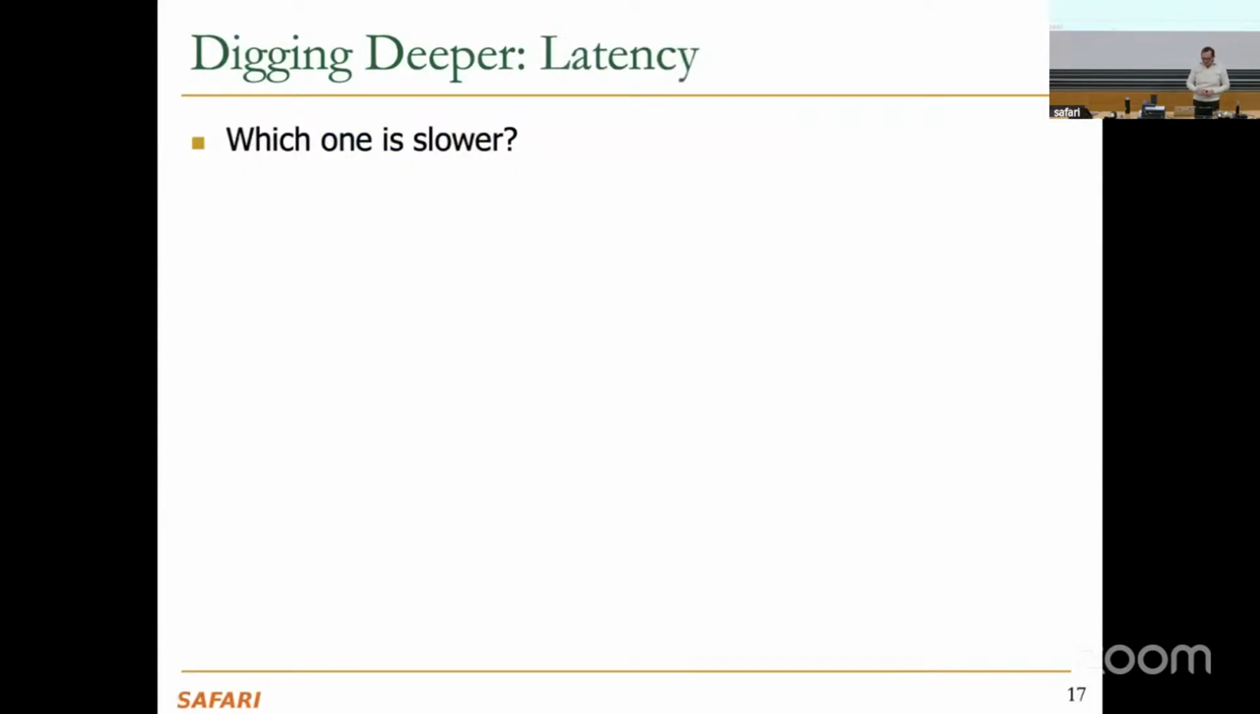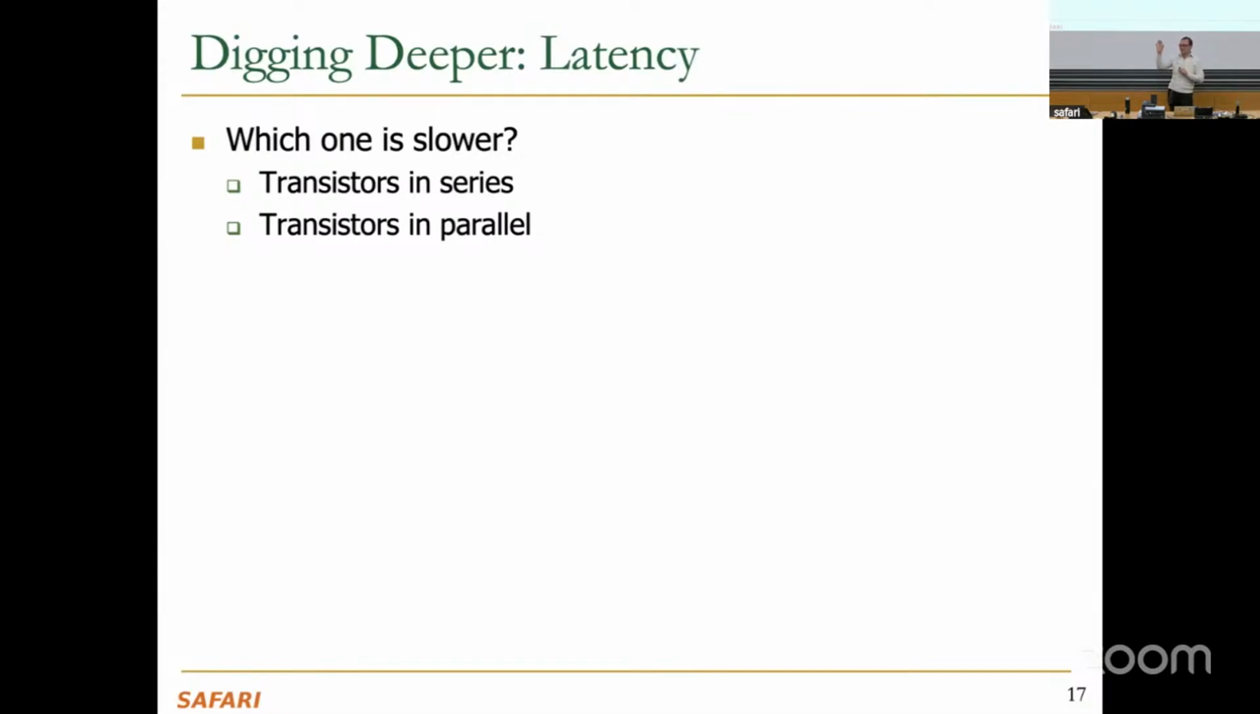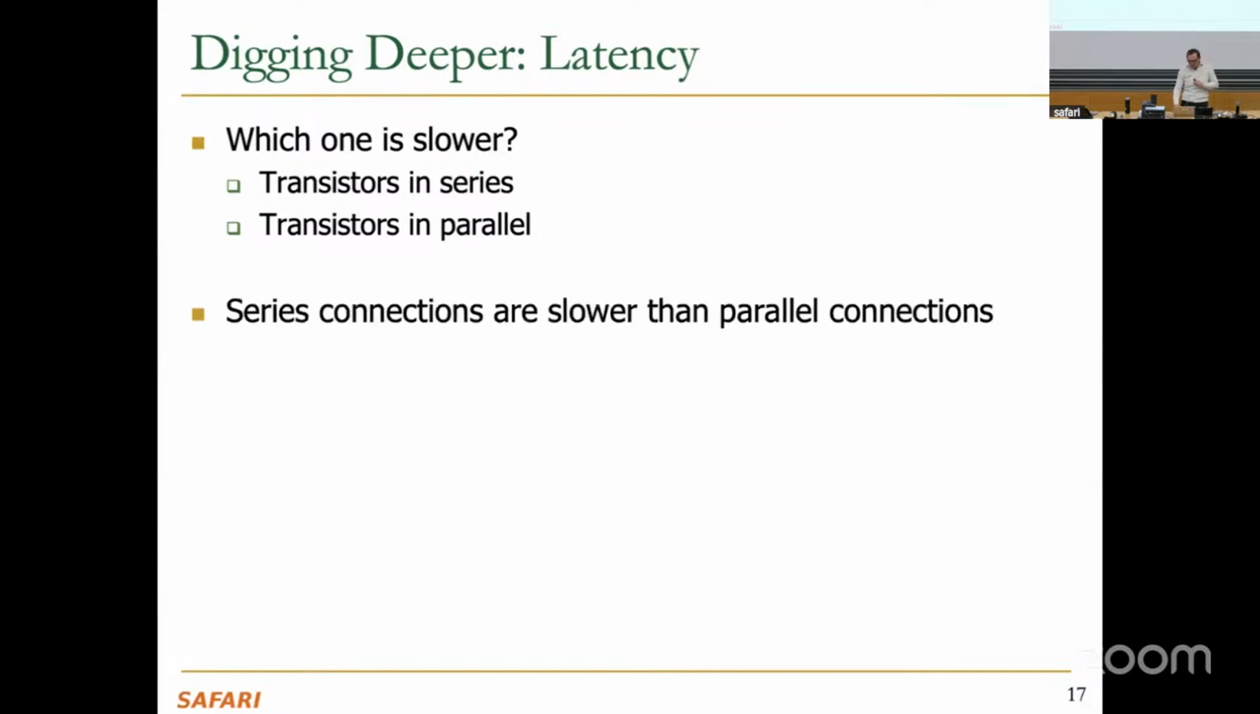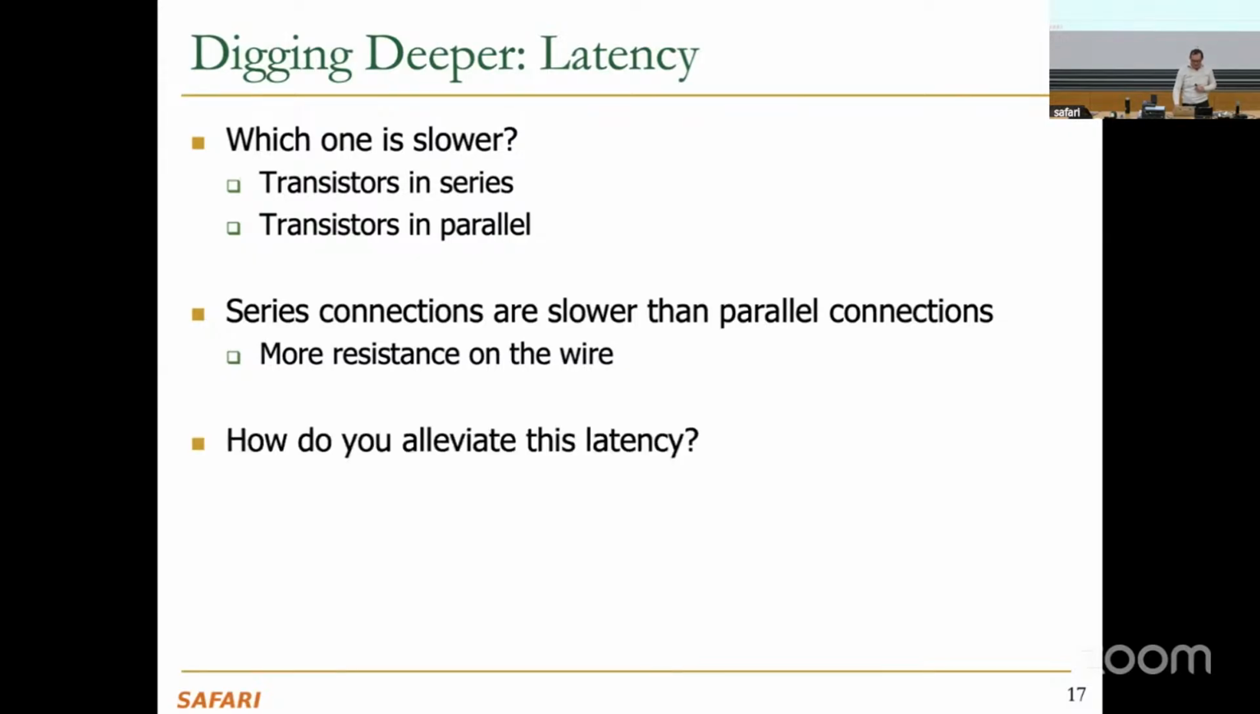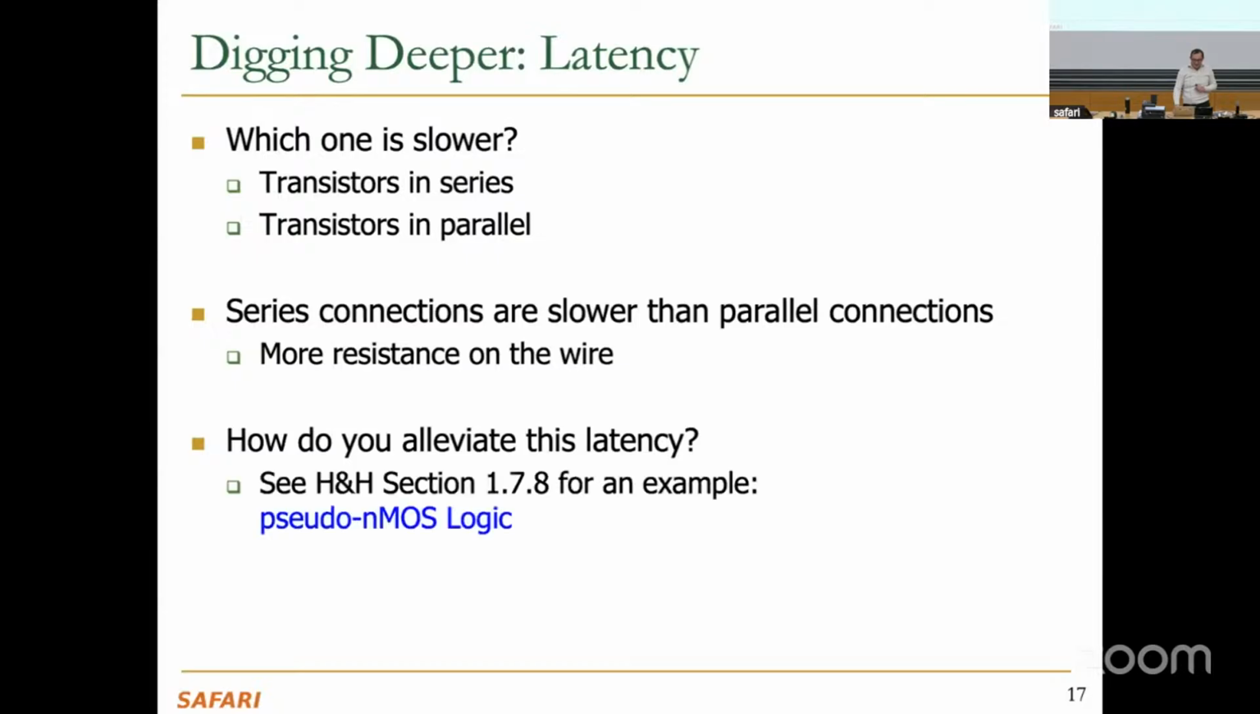I'll ask you a question. Which one's slower? Transistors that are connected in series, or transistors in parallel? Who says series is slower? Okay, that's good. Who says parallel is slower? Nobody, so you win. So series is slower because it's longer, right? You have longer wire, and longer wires lead to longer resistance. And resistance is what leads to latency. The question is, how do you alleviate this latency?